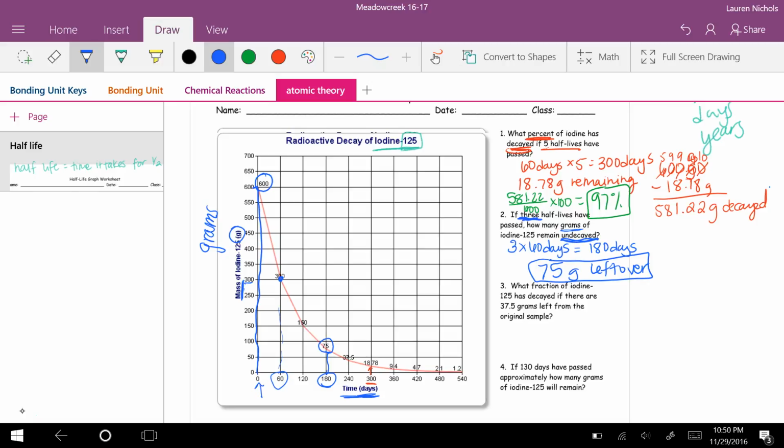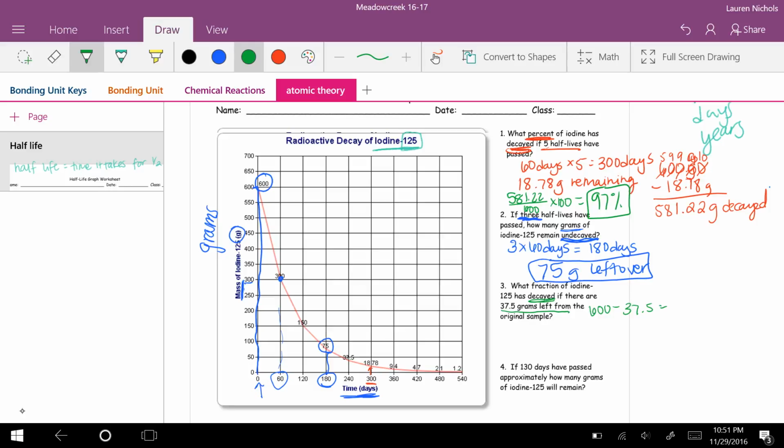If we look at problem number 3, it says what fraction of iodine 125 has decayed if there are 37.5 grams left over from the original sample. Okay, so now we need to know what's going on. They want to know a fraction. So we know that there is 37.5 grams left over. But they want to know the fraction that has decayed. Well, if we take our 600 and subtract our 37.5, we can figure out how many grams have already passed by.